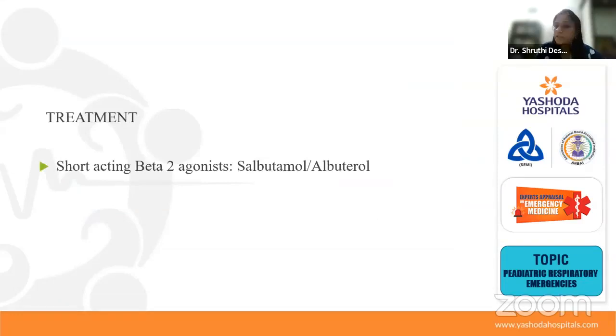Treatment: the first line of treatment is a beta-2 agonist. It is a bronchodilator. It acts on the beta receptors of the bronchus, thus causing bronchodilation. It is the first-line treatment in asthma. Either albuterol or salbutamol can be used.